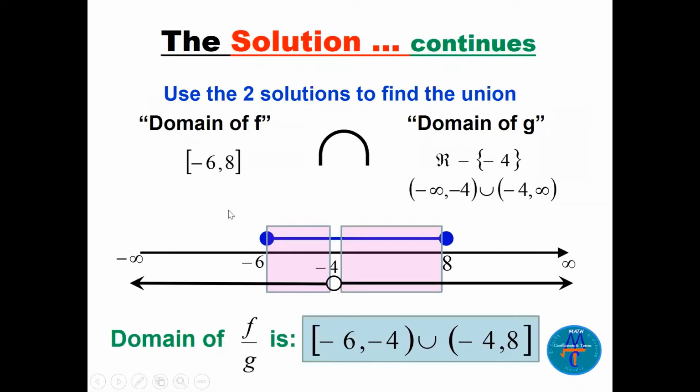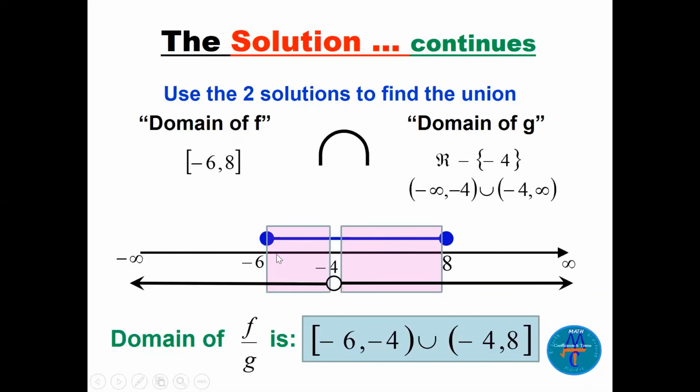So this is domain of f between minus 6 and 8 closed, and this is all real numbers except minus 4. See, when you have all real numbers except minus 4, minus infinity to minus 4 union minus 4 to infinity. We can draw it like this: minus infinity to minus 4 open, and then still open minus 4 until infinity. So let's draw here minus 6 to 8 closed, and then all real numbers except minus 4.